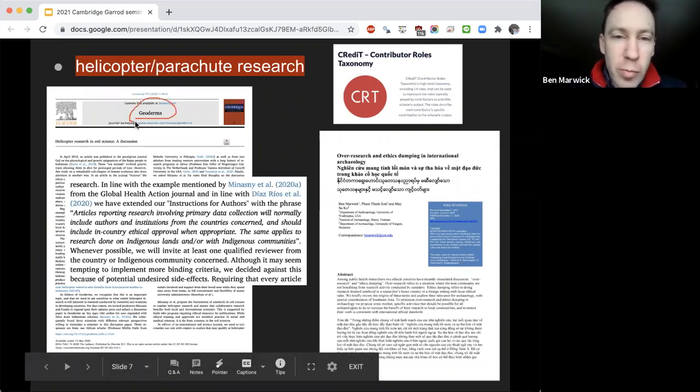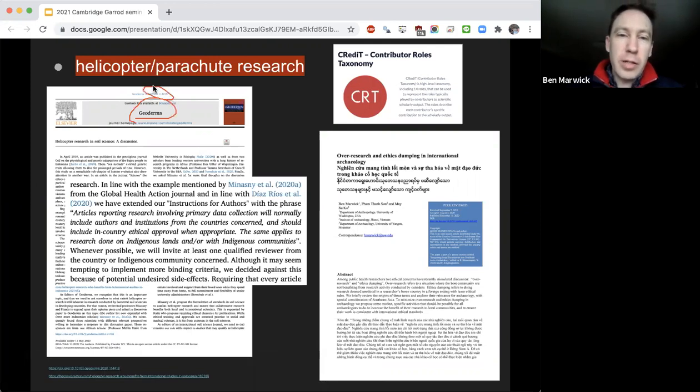This journal, Geoderma, last year had a special issue on this topic of helicopter research, which was a really nice set of discussions, and I believe it's quite relevant to archaeology. I touched on it recently in a paper with some colleagues from Vietnam and Myanmar on what this concept of helicopter research can do for improving archaeological practice in Southeast Asia, where I work mostly.